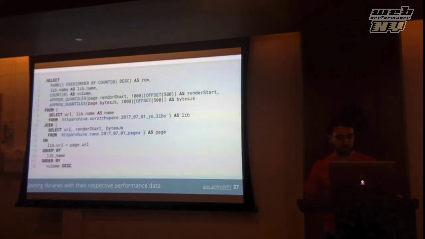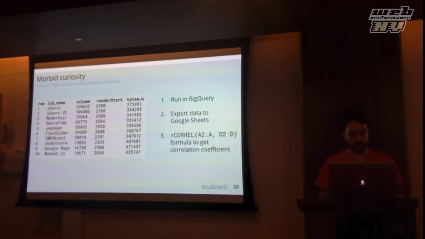So onto the performance data. This query, you don't have to read all of it. It's just showing that you can join a couple of tables together and get things like the start render time, the amount of JavaScript that was being served to the page. Let's just see, is there any correlation between JavaScript library popularity and performance? Here's the raw data. Interestingly, jQuery websites tend to have a faster start render time, and not the fewest, but one of the fewest amounts of JavaScript served.